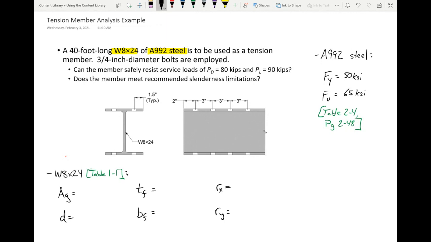All right. Hold on. We'll take it one step at a time. So AG, we've got 7.08. Now just to be clear, it's not 7.08, it's 7.08 inches squared. It's the area. So make sure whenever you're looking this up that you incorporate the units.